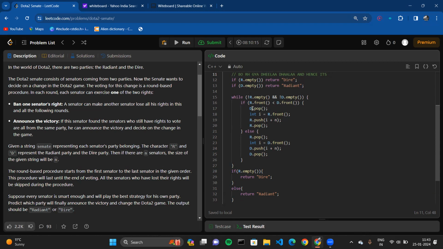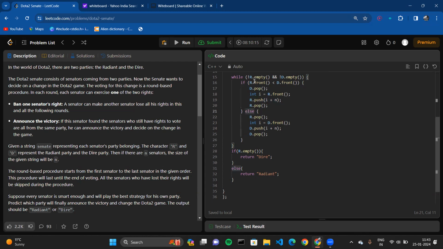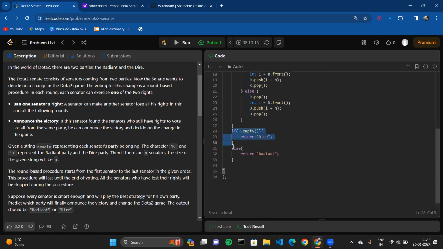Now we will run our loop. If r front is less than d front, then we will pop from d, and then we will increment i plus n and push it into r, and we will do r pop. Else, that is, r front is greater than d front, that means we have to pop from r, and then we will push d i plus n. Lastly, we will check if r is empty, we will return Dire, else we will return Radiant.